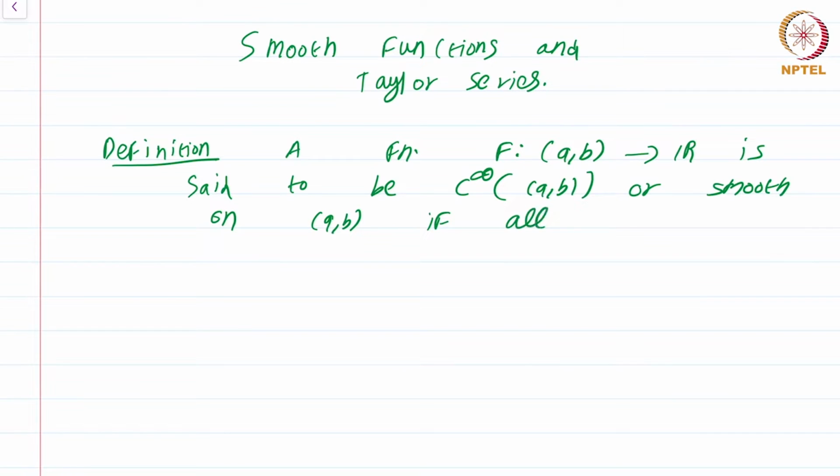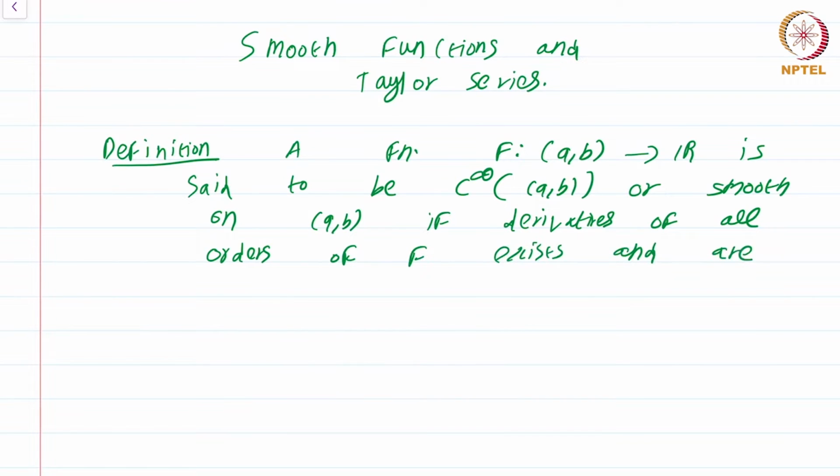on AB if all derivatives of all orders of f exist and are continuous in AB. That means not only do the derivatives of f exist, first derivative, second derivative, third derivative, and so on, they are continuous as well.